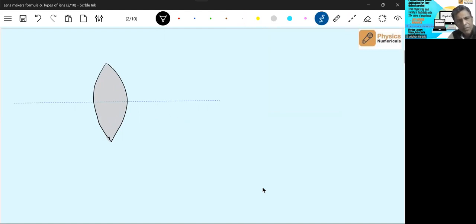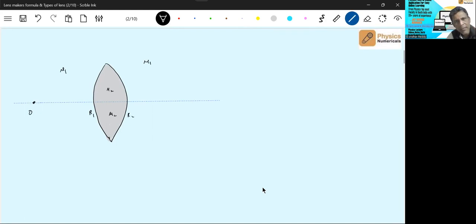Okay, we have kept an object here. Let the refractive index of the lens be mu2, that of the surrounding medium be mu1. The radius of this surface be r1. A real object is kept. We know the rays emitted will first undergo refraction.